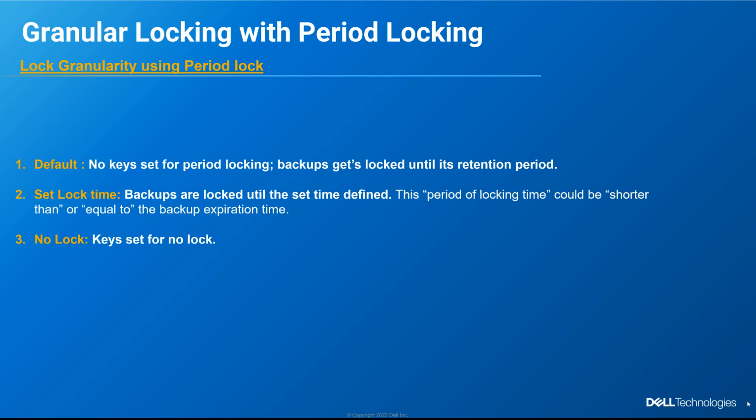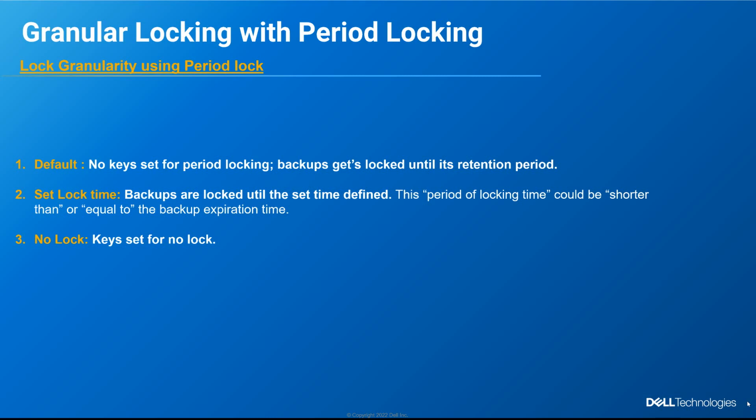The second level is the set lock time, wherein you can specify a lock lower than or equal to its original retention period. As an example, if you have a backup with a retention period of 4 weeks, but you want to lock that backup only for 2 weeks, you can do so using the set lock time. Please note this period of locking time could be shorter than or equal to the backup expiration time.